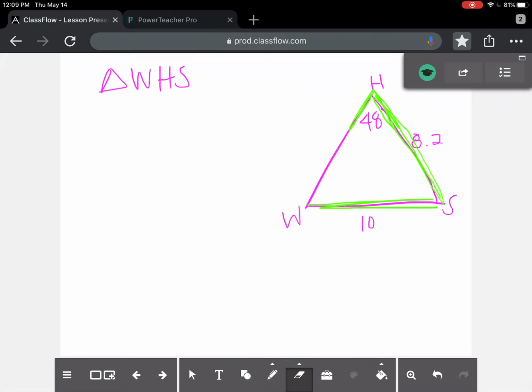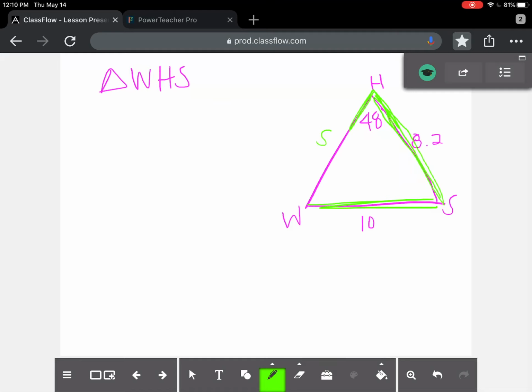SSA. Some people say ASS. Whatever, I don't care. That's the bad one. It's the ambiguous case. But like I said, we're not doing the ambiguous case in Algebra 3. So this one will only have one triangle. We're not going to have to test if it's no triangles or one triangle. This one will have one triangle and one triangle only, so we don't have to get into the ambiguous case.